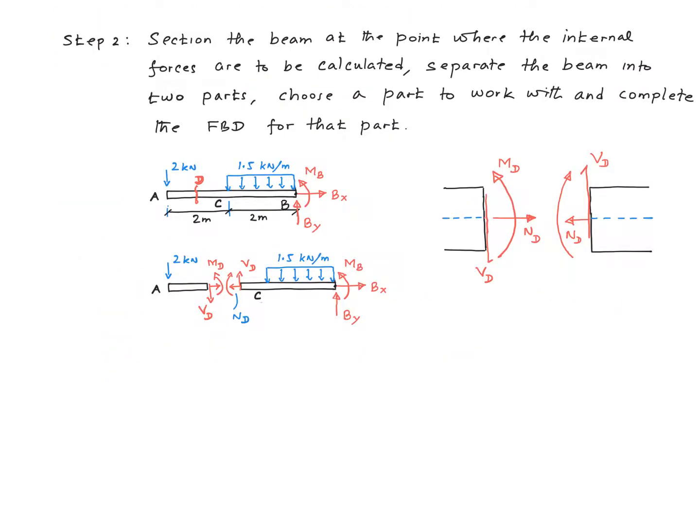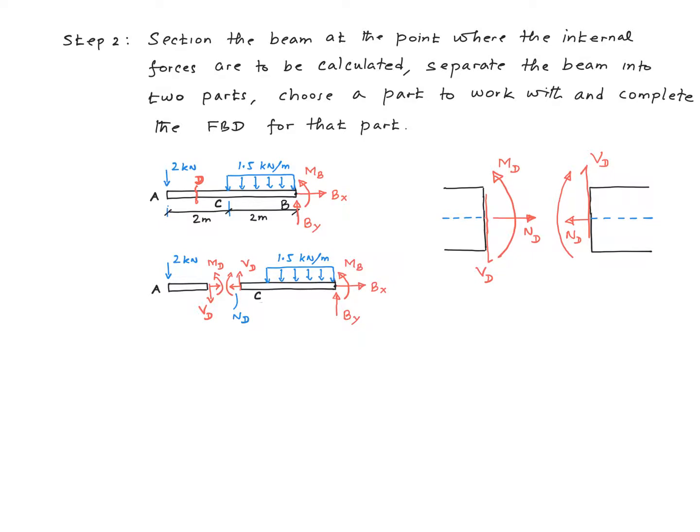Step 2. Section the beam at the point where the internal forces are to be calculated. Separate the beam into two parts, choose a part to work with, and complete the free body diagram for that part. Say I'm interested in calculating the internal forces at point D in this particular example. Then you section the beam at point D like shown here, separate it into two parts, the left part and the right part. Since the same three internal forces, ND, MD and VD, act on both sides, you only have to use one side in the analysis.